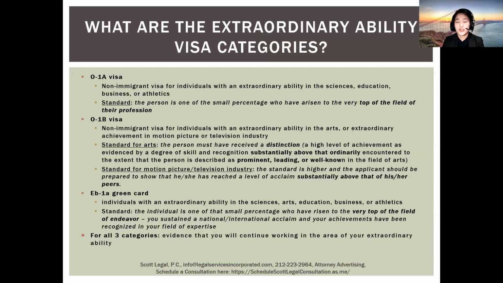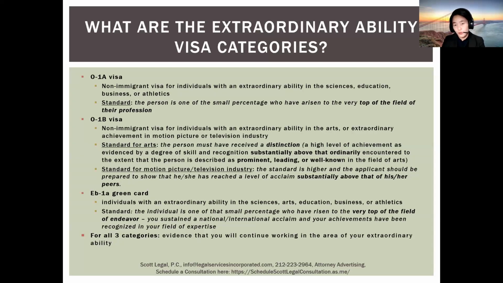And for all three categories, it is necessary to show to some degree that you will be continuing to work in your area of extraordinary ability in the United States. In the case of an O-1A or O-1B, you do need a job offer from a U.S. entity. Now, keep in mind, though, that the U.S. entity could be an entity that is owned by the beneficiary, right? So if you are an entrepreneur, you could set up your own company in the United States, and that company can give you the job offer to qualify for the O-1A, for example. However, for the EB-1A, you do not need any U.S. job offer. You can self-petition for a green card.